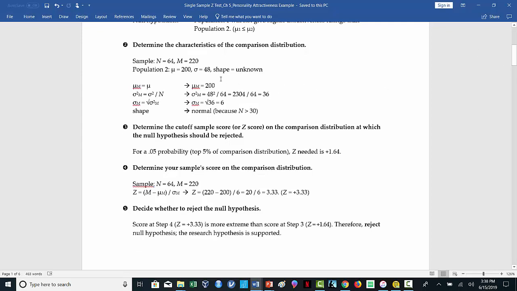You've got to use the population standard deviation to calculate the standard deviation for the distribution of means. And the short way to do that, if you're given the standard deviation, in this case 48, is that it's going to be the standard deviation divided by the square root of n.